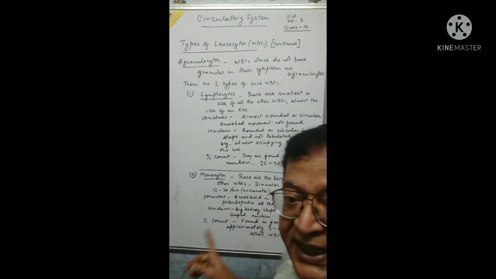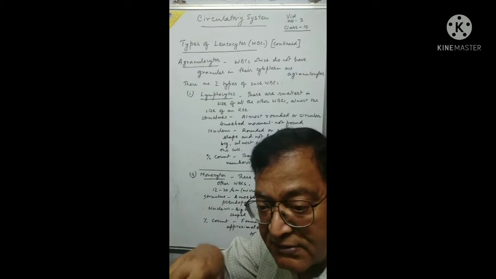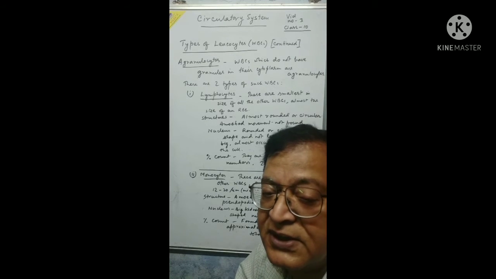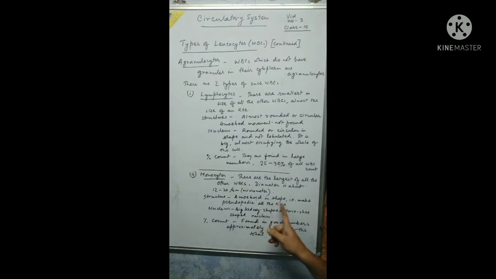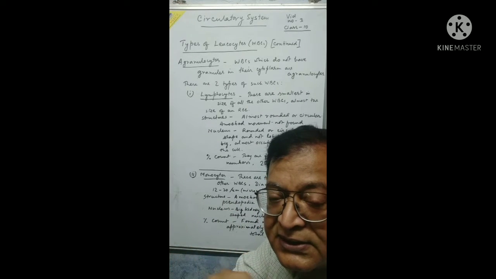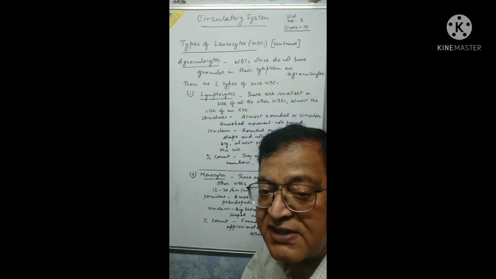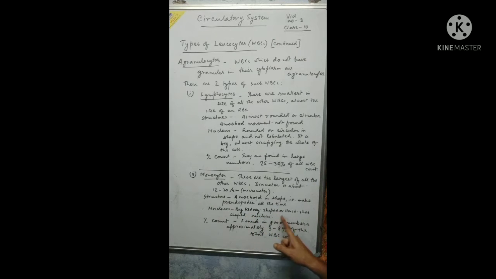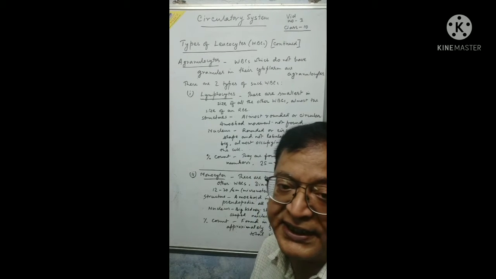Structure: amoeboid shape. They are also phagocytic in nature. With pseudopodia, they capture the germs. They protect us from germs by throwing pseudopodia. Amoeboid in shape means they make pseudopodia all the time. The nucleus is quite big and kidney shaped or horseshoe shaped. In some cases it is found kidney shaped, in some cases horseshoe shaped. So that is the recognition of this WBC. Percentage count: found in good numbers, approximately 3 to 8% of the total WBC count.